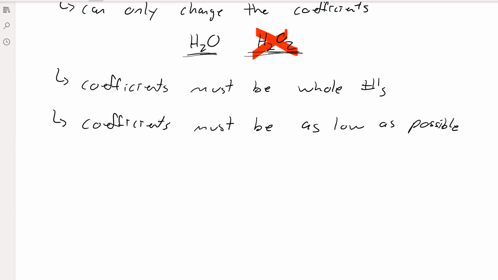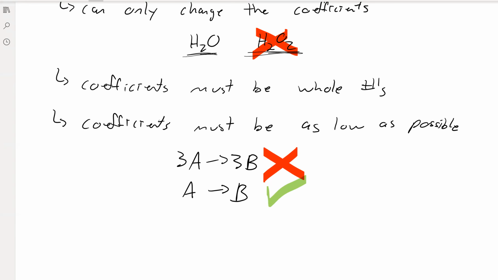So what I mean by that, for example, if you had 3A going to 3B, that is not a properly balanced chemical equation because you can reduce that to a simpler number. Instead of having 3A going into 3B, you could have just A going into B, right? They say the same thing. So our numbers have to be as low as possible.